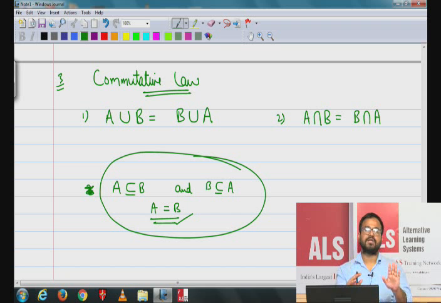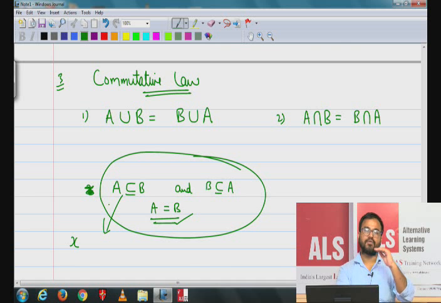To prove the left hand side is equal to the right hand side, we will say that the left hand side is a subset of the right hand side and the right hand side is also a subset of the left hand side. Then only we can say that both of them are equal. And when we want to say that A is a subset of B, we will take one element. This is the procedure we have studied in the last to last class.